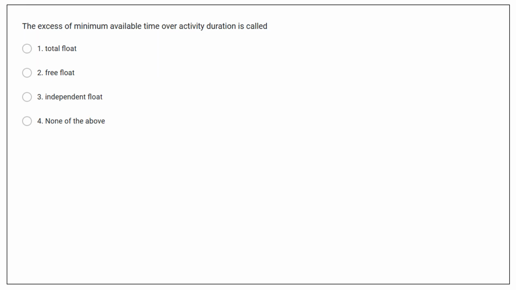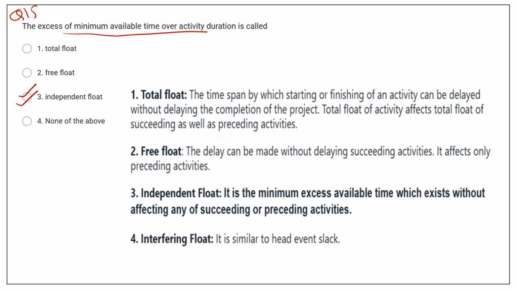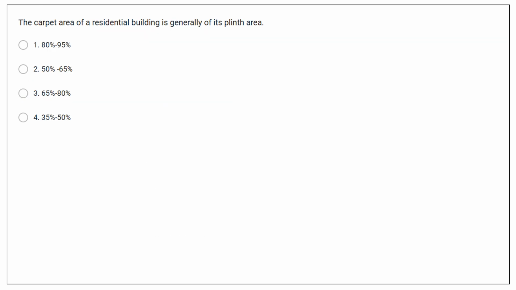Then next question. Question number 15. The excess of minimum available time over activity duration is called independent float. Okay, so this is the information related to total float, free float, independent float, and interfering float. So the excess of minimum available time is considered as independent float. The next question, question number 16.